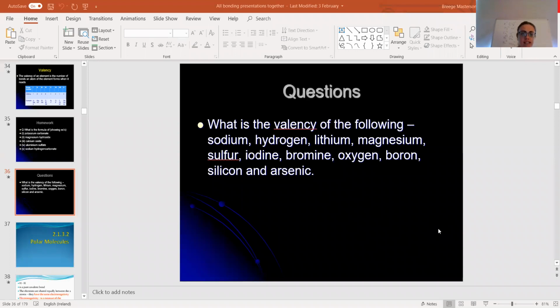Okay, so valency of the following. Sodium is 1, hydrogen is 1. Some of you didn't know that one. Hydrogen is 1 because it's got 1 electron, so therefore it can form 1 bond. That's max. Lithium is 1, magnesium is 2. Sulfur is also 2 because it has 6 electrons, so it forms 2 bonds to get the further 2. Iodine is 1 because that needs 1 electron. Bromine is 1. Oxygen is 2.